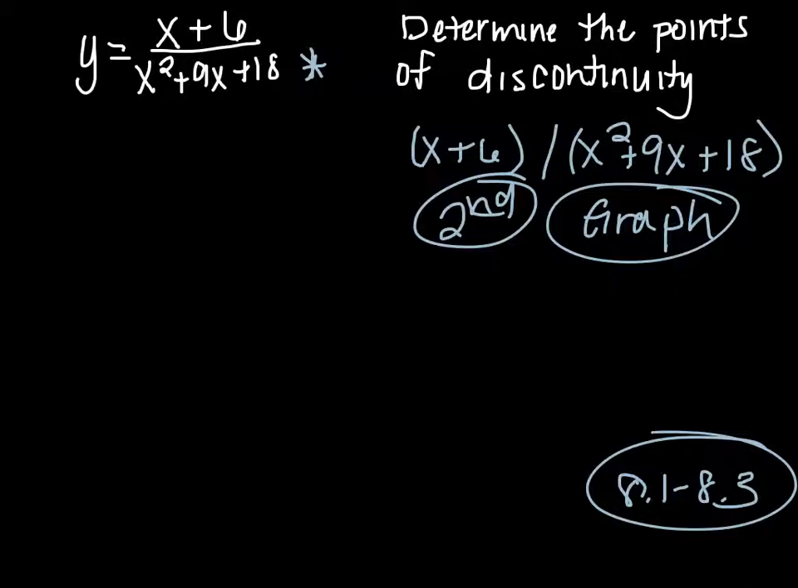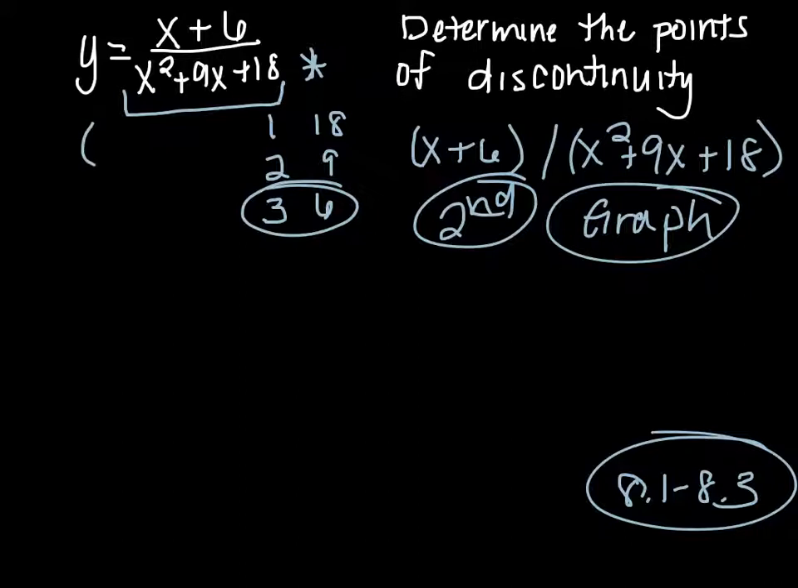To do it algebraically, we're going to go ahead and factor this. Multiples of 18 that add to give you 9. Well, multiples of 18 are 1 and 18. 2 goes into it 9 times. 3 goes into it 6 times. 4 doesn't go into it. 5 doesn't go into it. And we're back to 6. So which add to give you 9? Those add to give you 9.